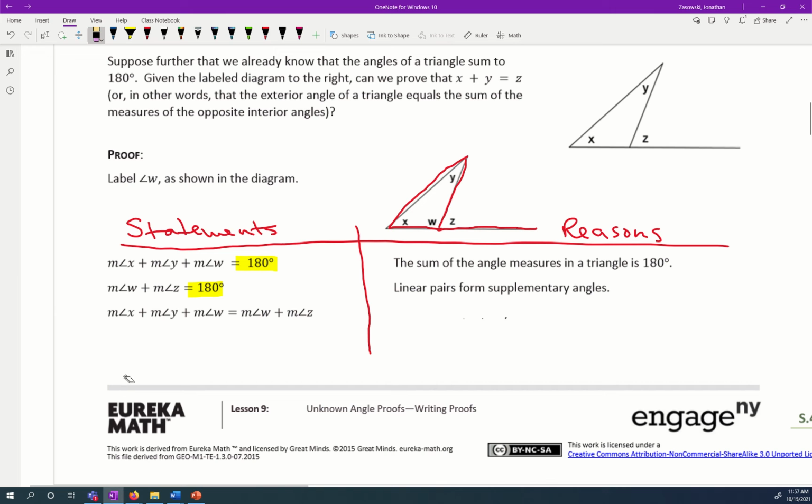So in the next statement, all I did was say angle x plus angle y plus angle w is equal to angle w plus angle z. Okay? The technical reason we're going to use today is called the transitive property. Now, you can also use substitution. So if you forget transitive, just remember you can also use substitution. What does transitive literally mean? If A is equal to 8, right, and B is equal to 8, what do we know about A and B?